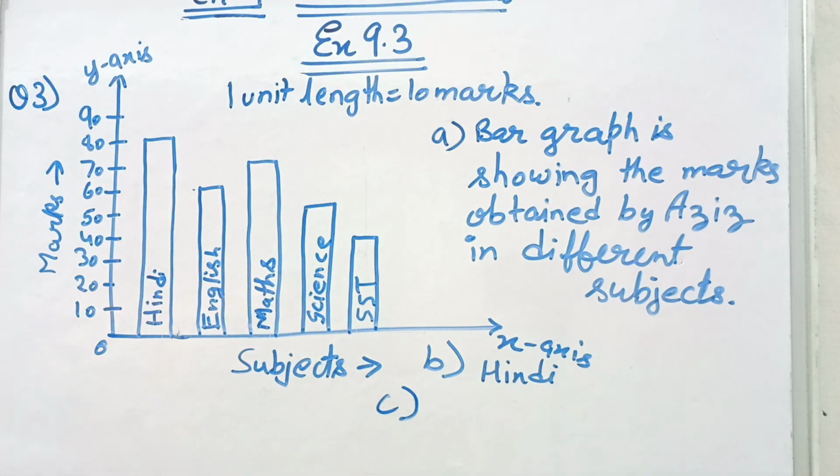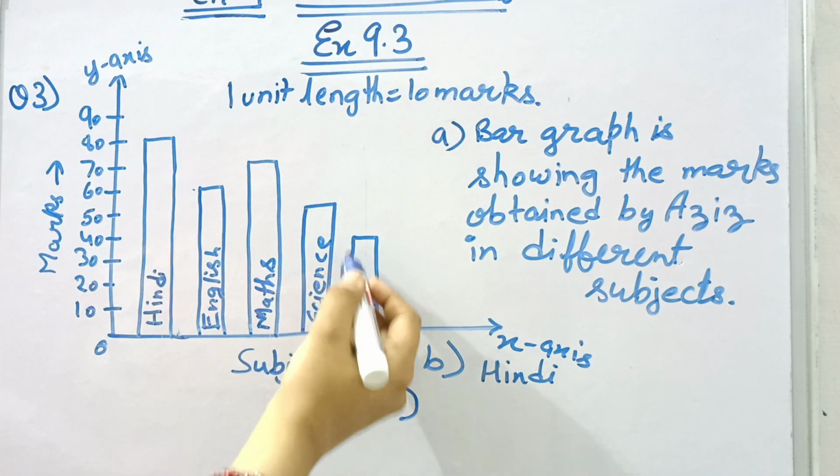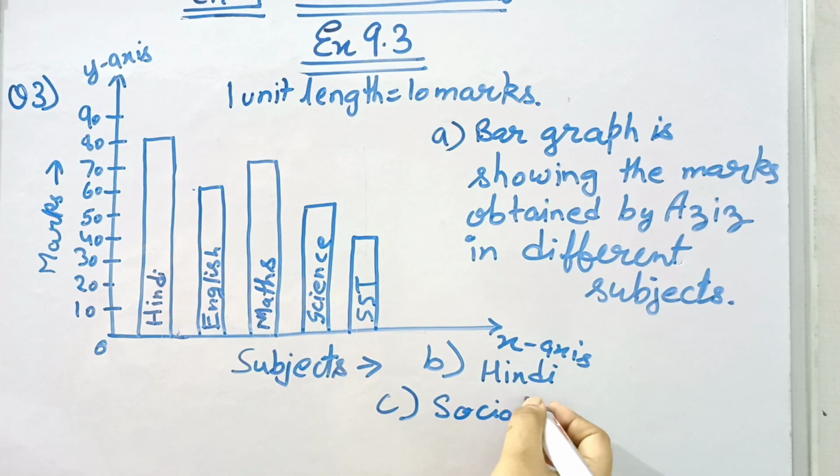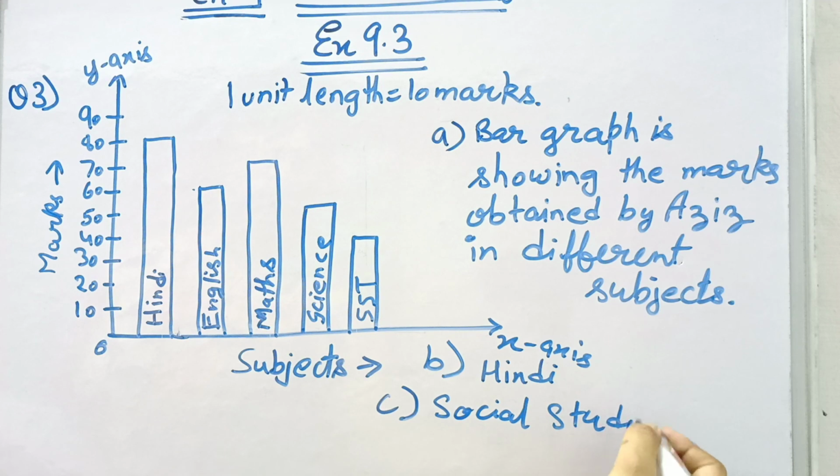Then the third and the last question is, name the subject in which he has scored minimum marks. So we can see the shortest bar. This is for SST. So we will write social studies. He scored minimum marks in social studies. This is how we read different bar graphs and give answers to the questions given relevant to any bar graph.